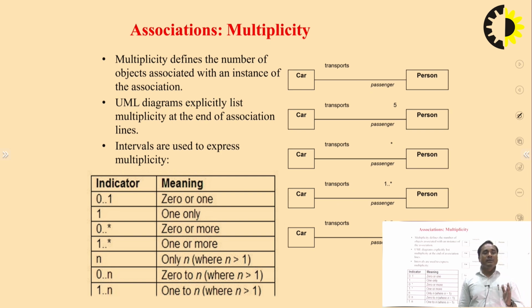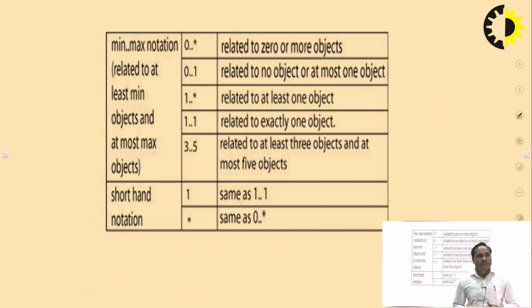So how can you represent a diagram by association, and how can you justify that the diagram shows multiplicity? By seeing the diagram and its indicators, you can easily justify whether the diagram shows multiplicity or not. Similarly, you can see the indicator as well as the meaning. Indicator and meaning are both given here.